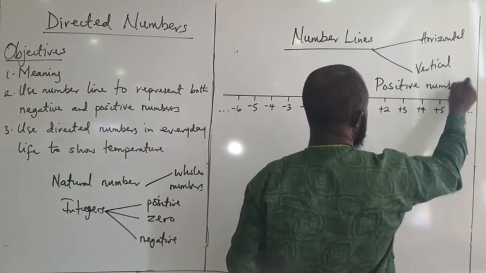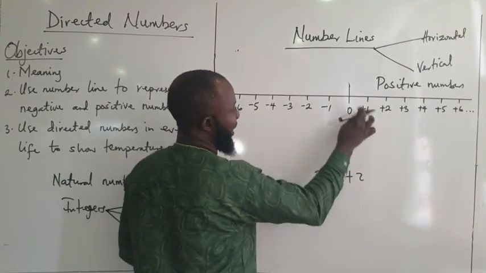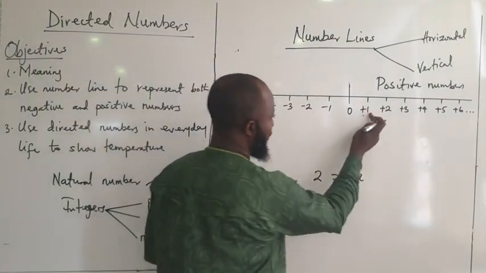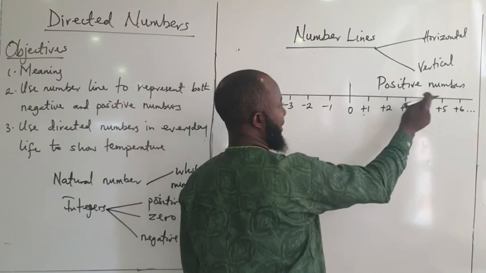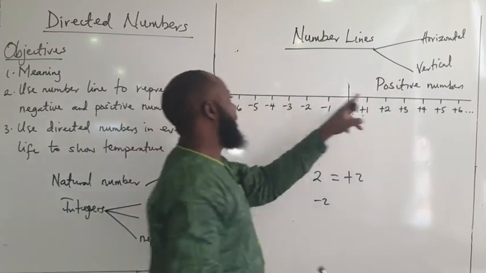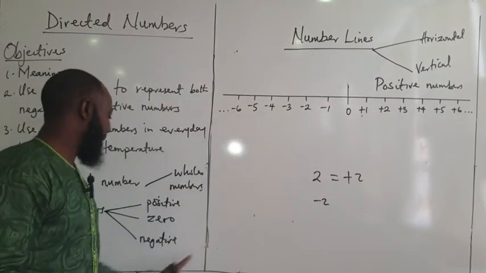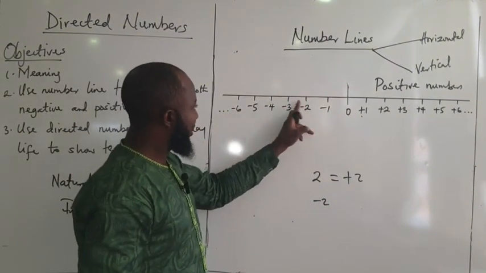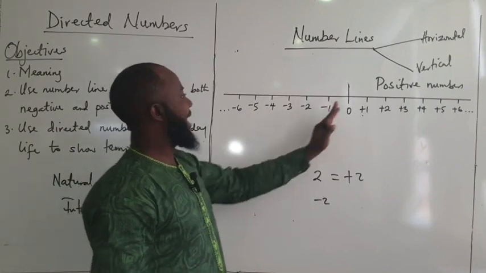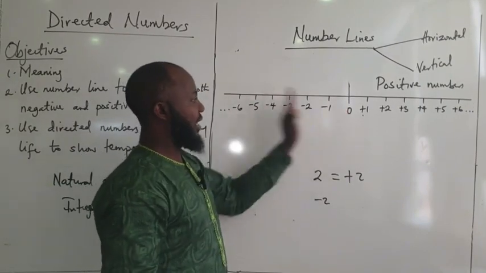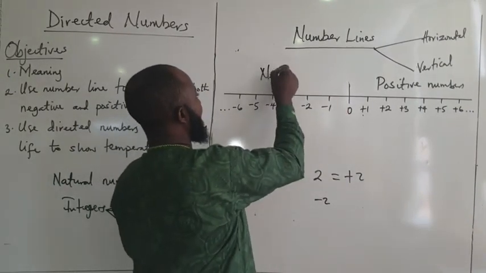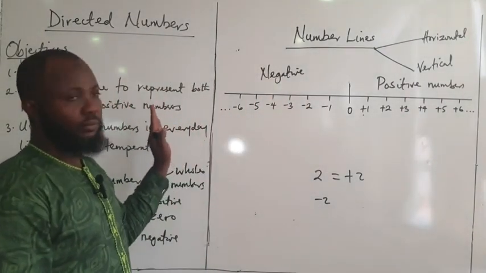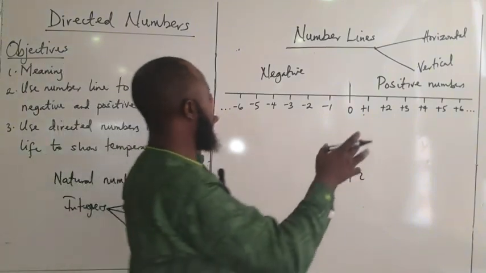Now, in between 0 and 1, we have some numbers that are less than 1, decimals. Between 1 and 2, we also have some numbers. That is the reason why directed numbers are different from integers, because they are not only whole numbers. We have some numbers in between all these ones. As you move to the left of 0, you have negative numbers, and the number decreases as we move towards the left. I hope this is very clear. So this is what we call a number line.